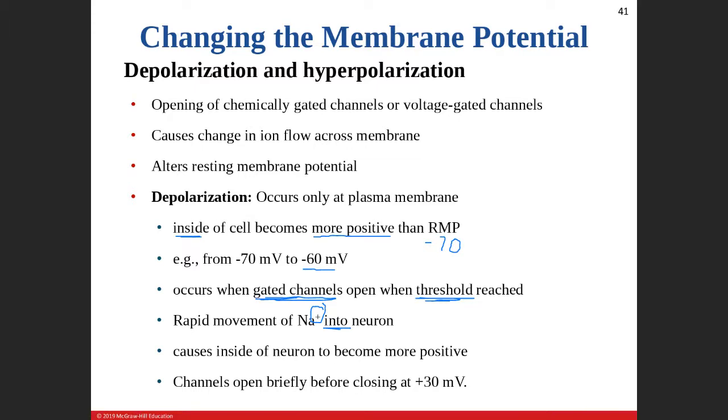Okay, good. So what will happen is when we open up these voltage-gated sodium channels, as sodium floods into the cell, your resting membrane potential goes negative 60, negative 50, negative 30, negative 20, negative 10. Then it becomes positive 10, positive 20, until it reaches positive 30 millivolts. At that point, the voltage-gated sodium channels will close down.